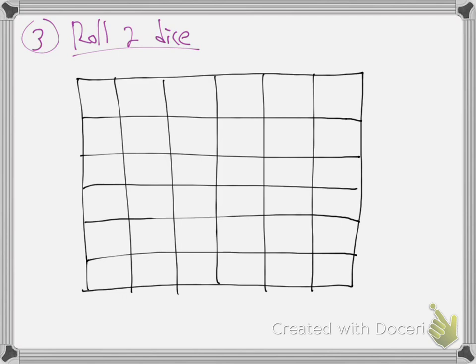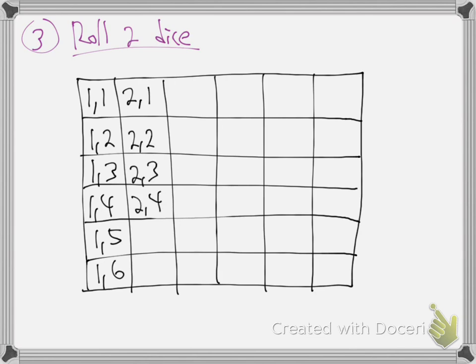So when you roll 2 dice, you can get a 1 and then a 1, or a 1 on the first die and a 2 on the second, or a 1 and a 3, or a 1 and a 4, or a 1 and a 5, or a 1 and a 6. Or you can get a 2 on the first die and a 1, a 2 and a 2, a 2 and a 3, a 2 and a 4, a 2 and a 5, a 2 and a 6.